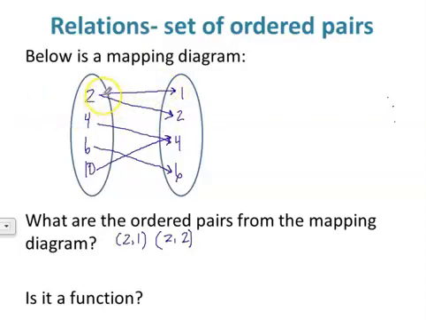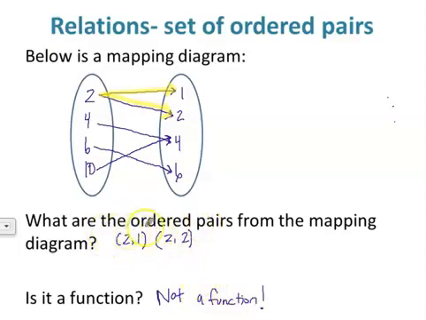Right away, because of that, we know that this violates the function rule, that each input can only have one output. This input has 2 different outputs. It's linked with 1 and 2. So because of that, this is not a function.